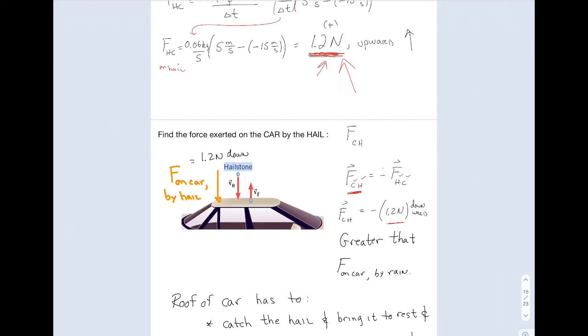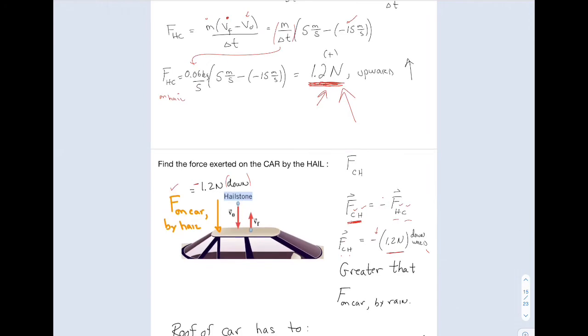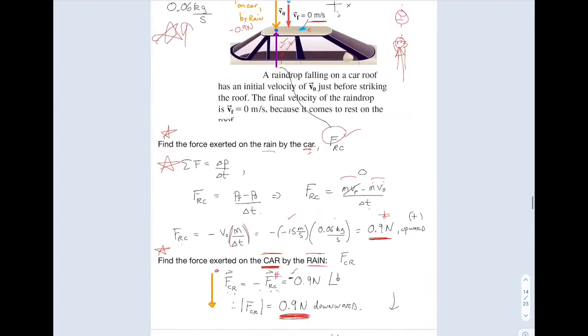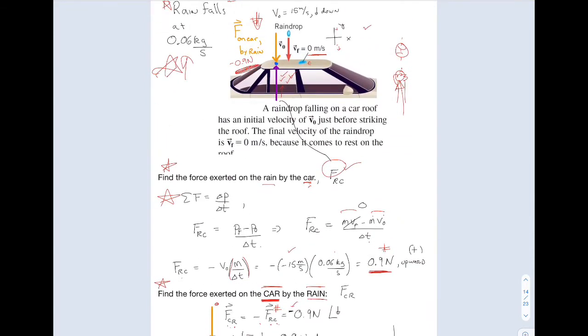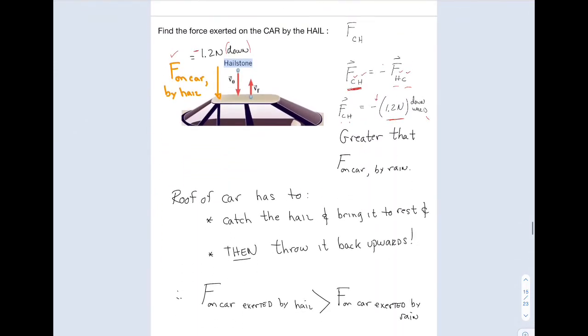That's the force exerted on the hail by the car, plus 1.2 newtons. I have a minus sign there. So the force exerted on the car by the hail is downward. The minus sign says it's downward. So I drew that force over here. Minus means that it's downward. So the rain only exerted a force of 0.9 newtons on the roof of the car. The hail exerts a force of 1.2 newtons on the roof of the car.